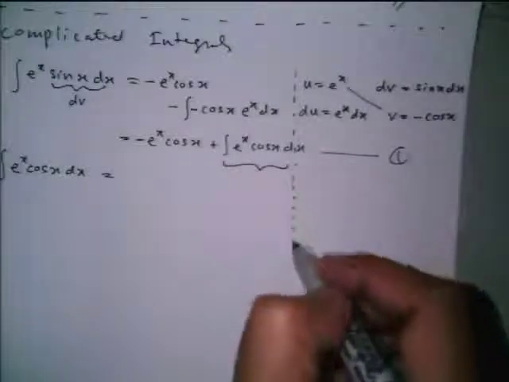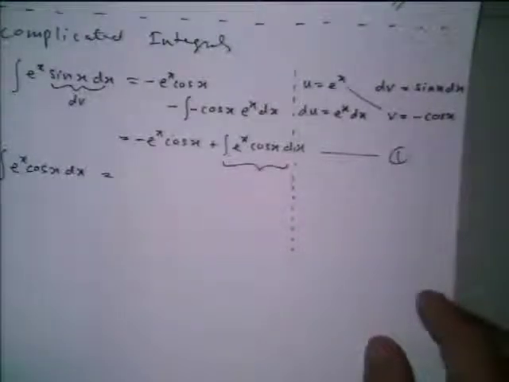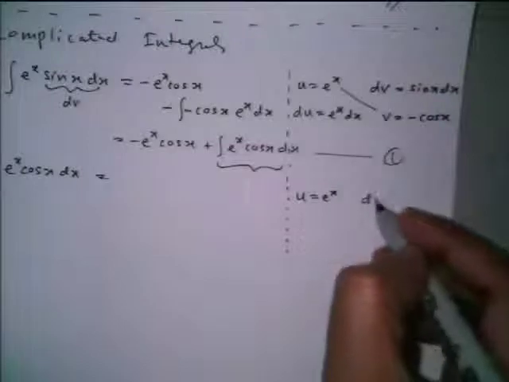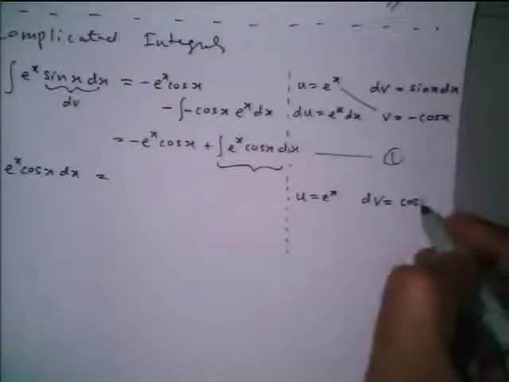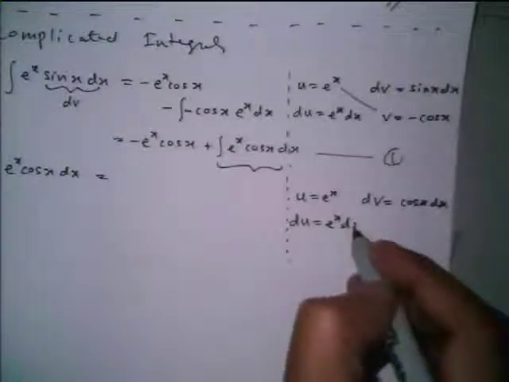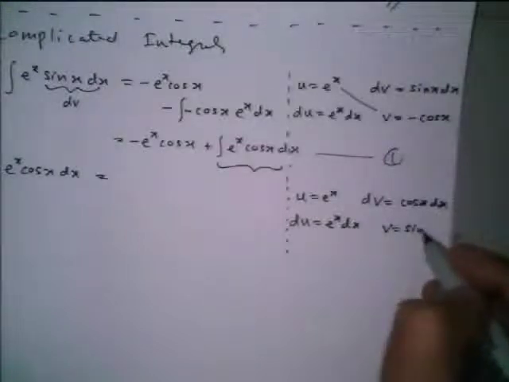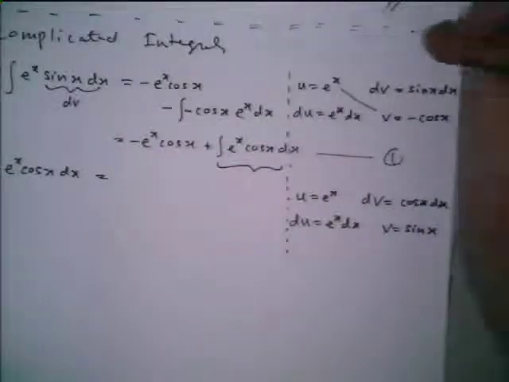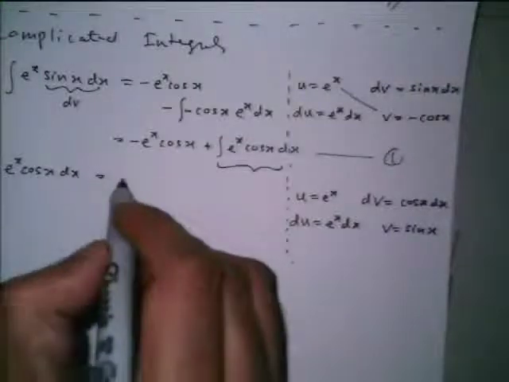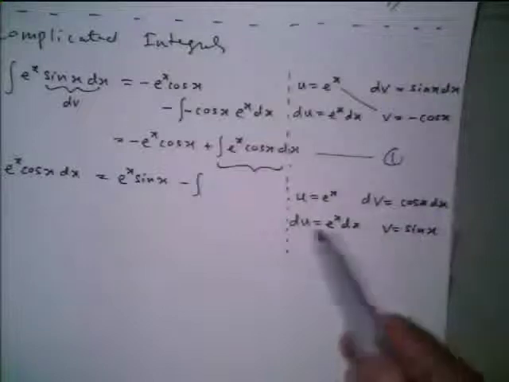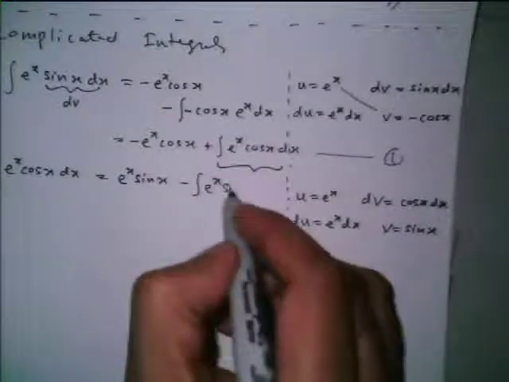So what is your new u? It is still e to the x. What is dv? Cosine x. Take the derivative. Take the integral. Okay. So let's substitute. If you substitute, you're going to get e to the x sine x minus the integral of v du. That means the product of these two, so I can write e to the x first. So it is e to the x sine x dx.